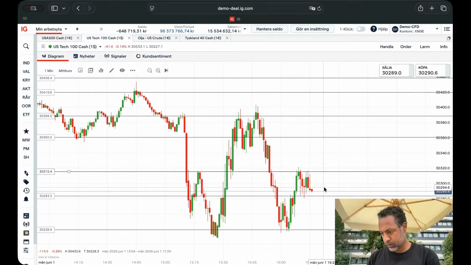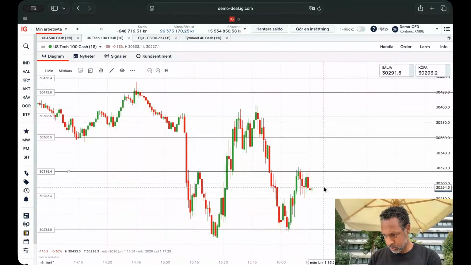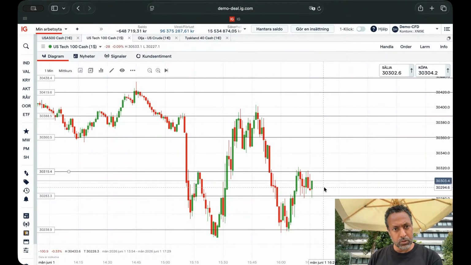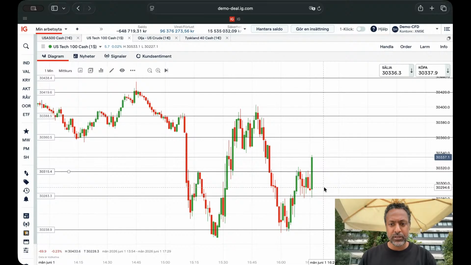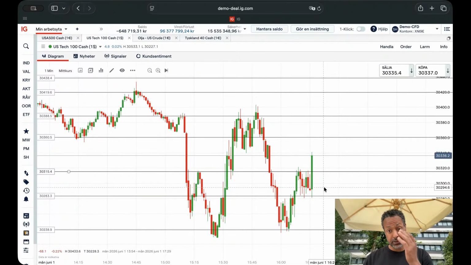So we try a long. Try to range trade it. Try a long here from 14. I will exit. Take the profit there. Oh, god damn it. I actually had a good profit there. So I exited a few seconds too early.